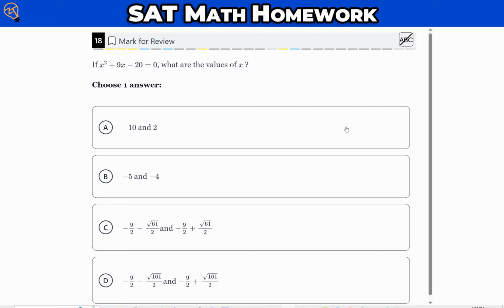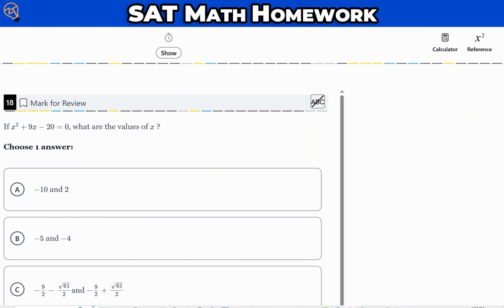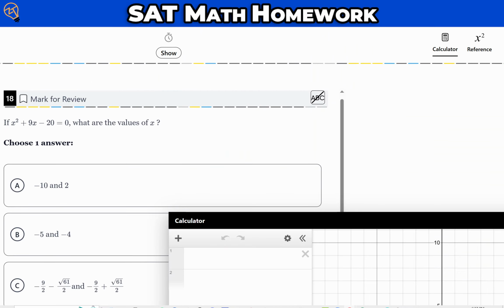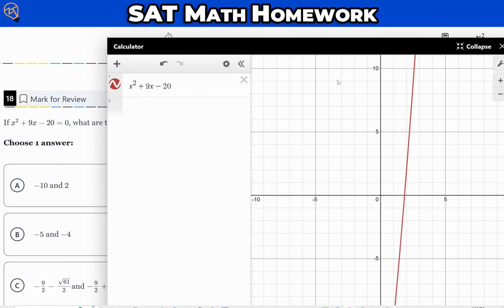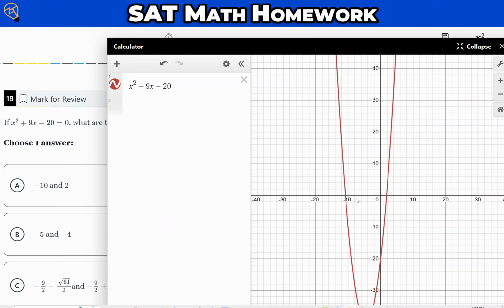So I'm going to avoid factoring altogether because I can tell that it's possible this won't work out. So I'm going to go ahead to Desmos, and I'm just going to type this in. So if I do x squared plus 9x minus 20, if I leave it like that, then I could just find the x-intercepts by looking for the points where y is exactly 0.